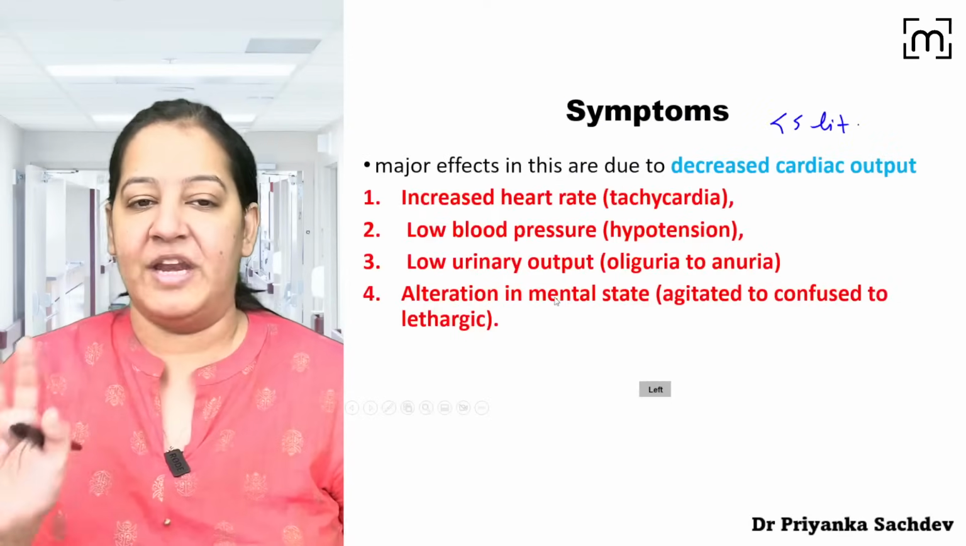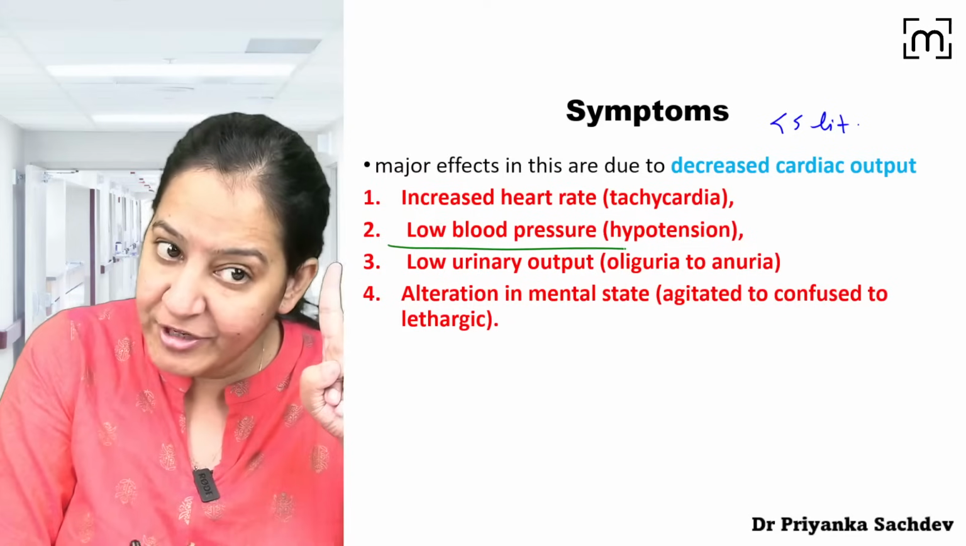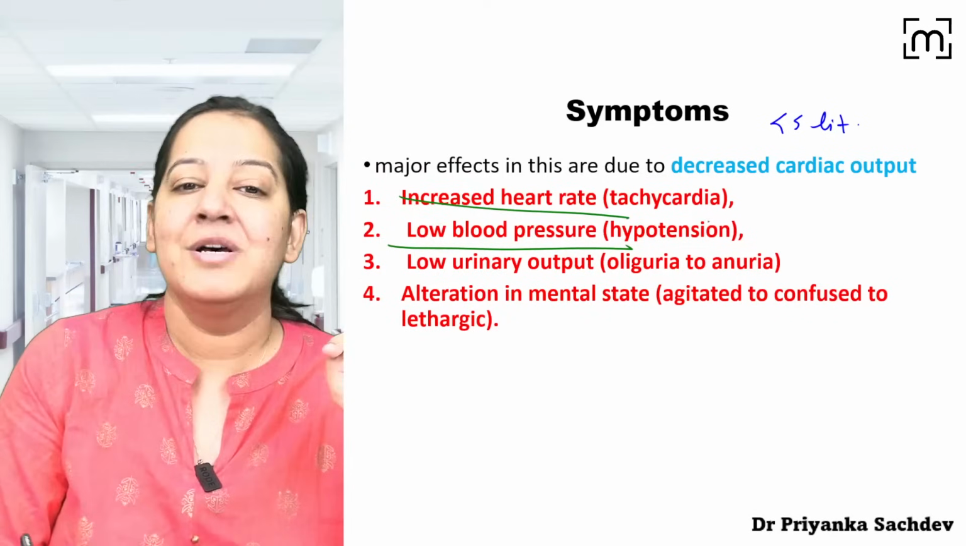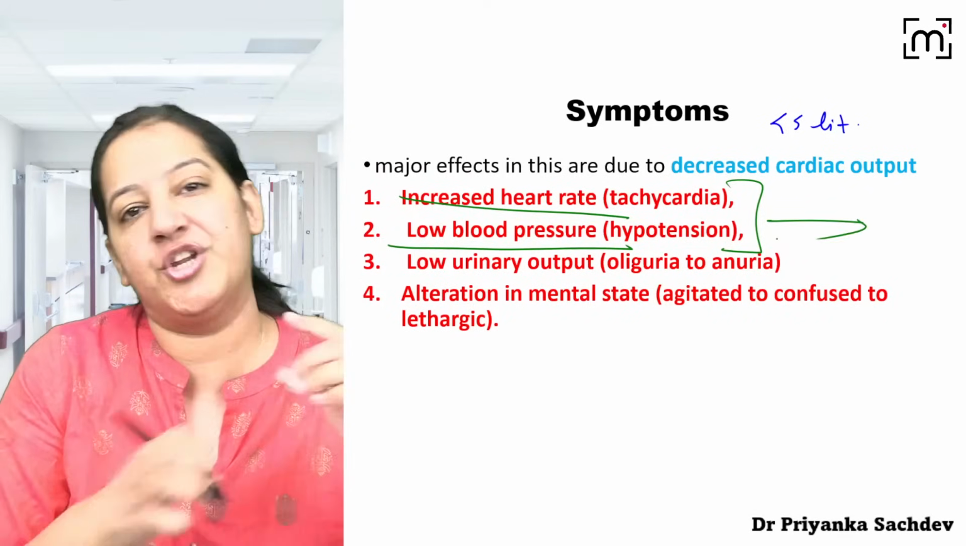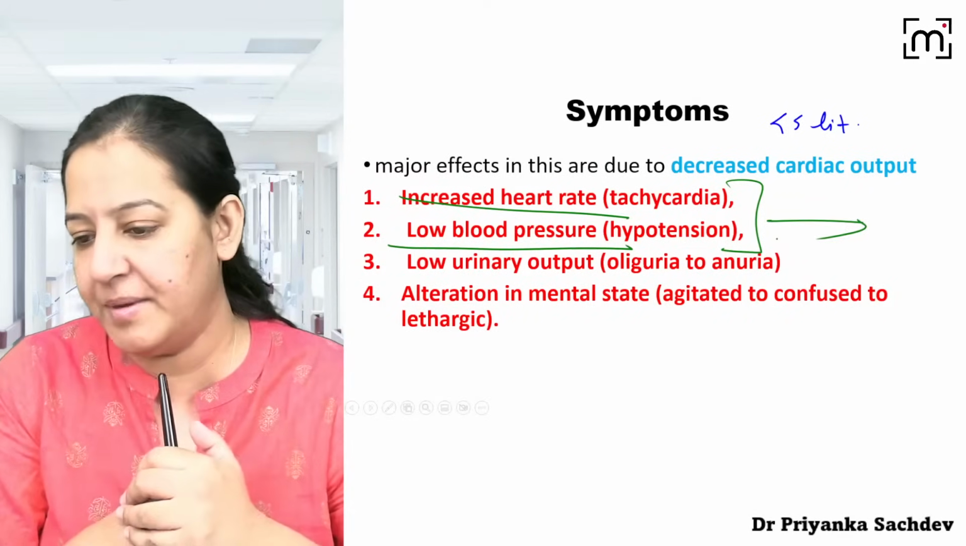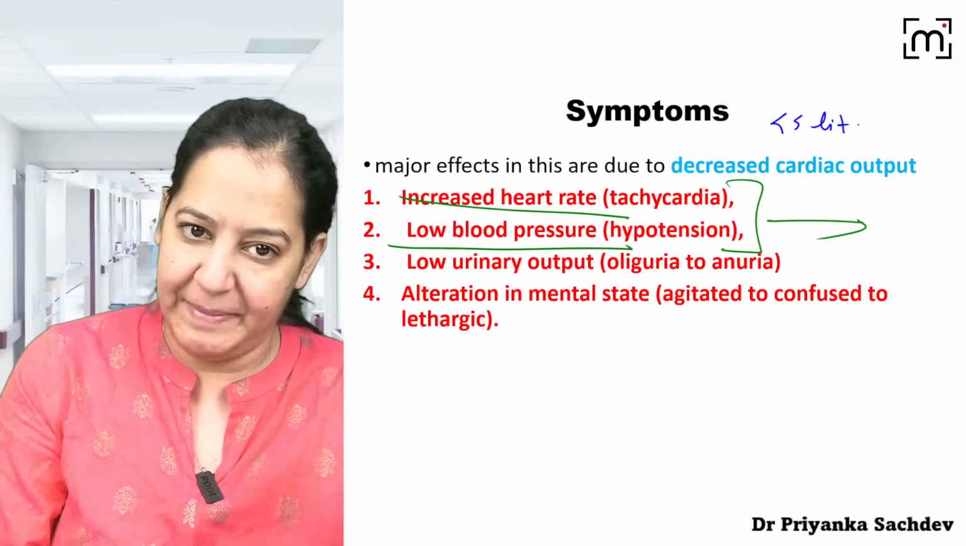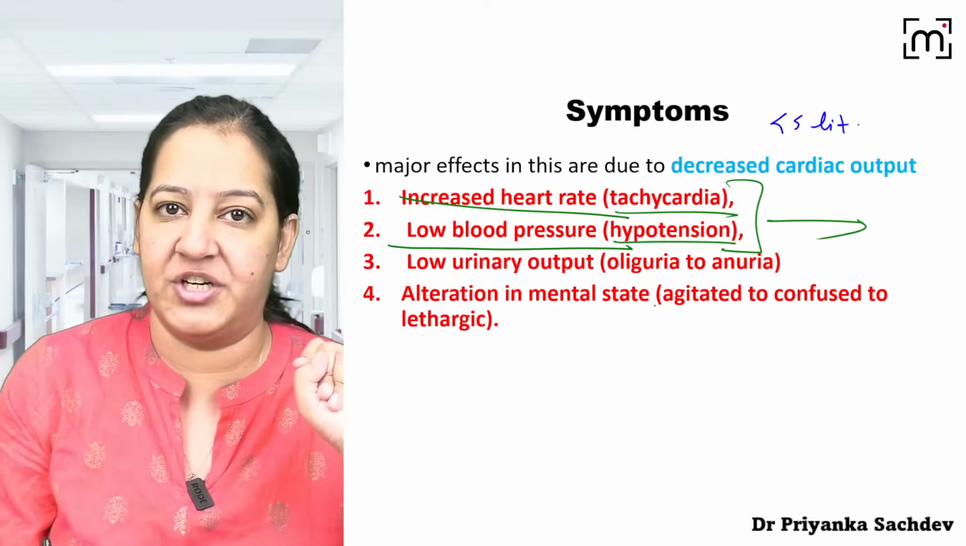So this is a deadly combination. What is the combination? Blood pressure is low, but heart rate is more. So both these things as a combination you will get in hypovolemic shock. Give me a thumbs up. Yes, the patient has tachycardia and hypotension, right?